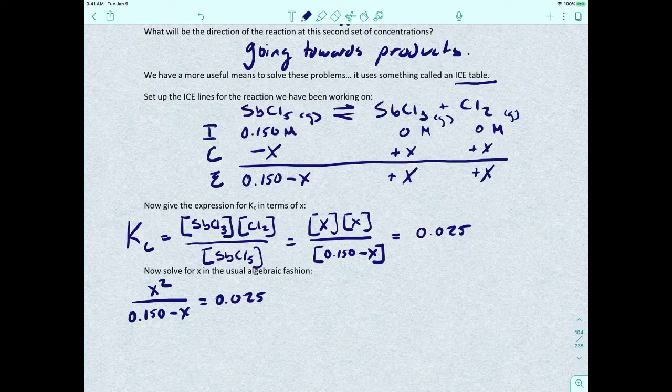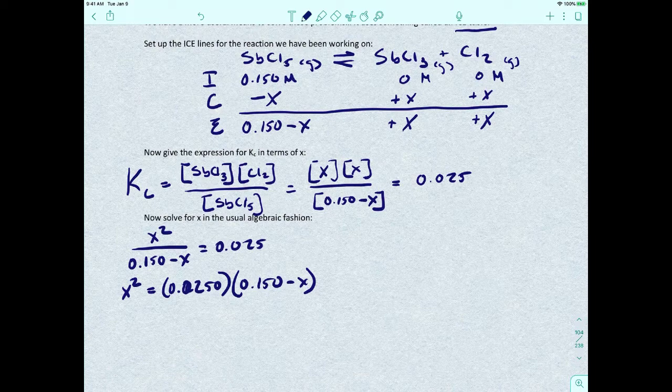So what I need to do is get x squared by itself. So I need to multiply both sides by the denominator, 0.150 minus x. Let me do that. So x squared is going to be equal to 0.025 times the quantity 0.150 minus x.